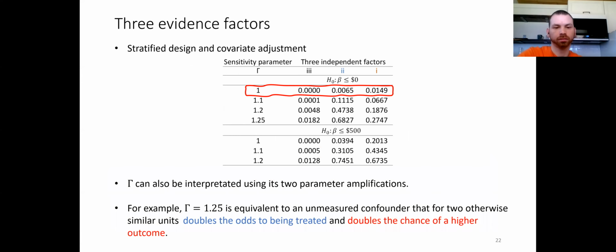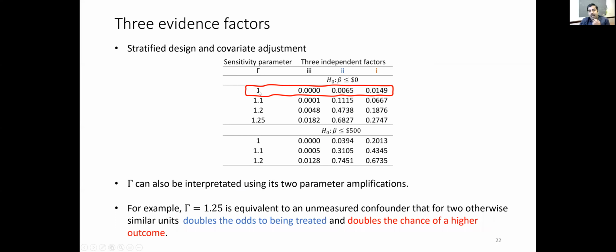So using the three methods, we calculated the numbers. In this table, I'm showing you a bunch of numbers, but let's just focus on a few of them. The one in the red brackets highlights gamma equal to 1, which means we are not assuming any unmeasured confounding, and we got 3 p-values, which are all highly significant.